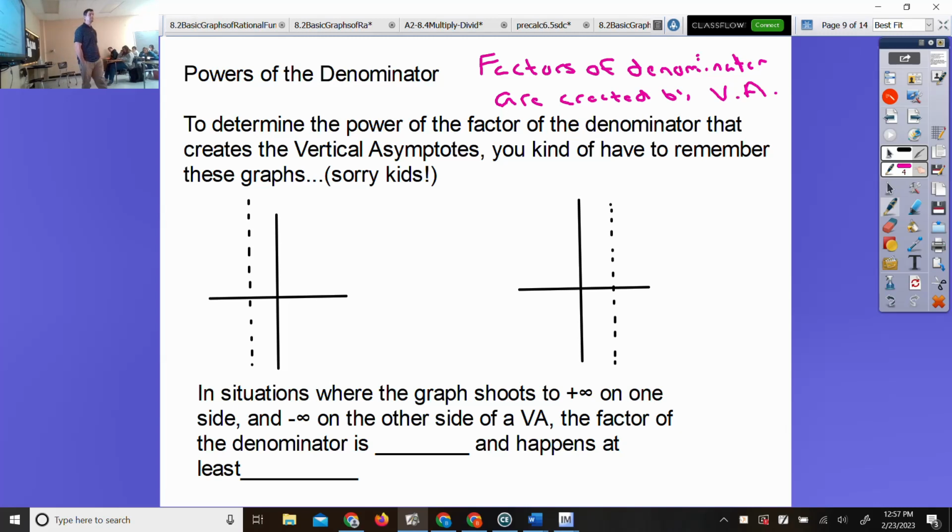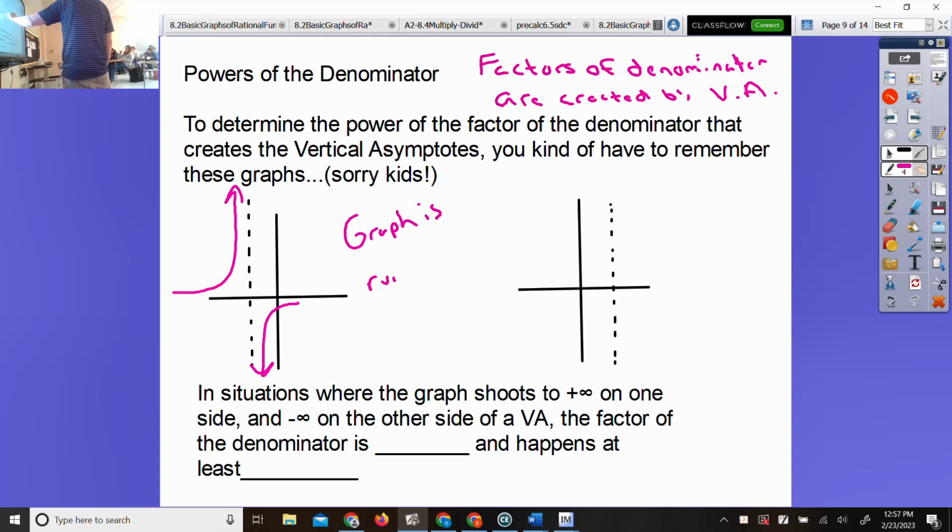Figure it out. Determine the power of the factor of the denominator that creates the vertical asymptote. You have to remember more stuff. This slide is dealing with behavior near the asymptotes where things go the opposite direction. Kind of a big deal. Graph. Running opposite direction. Emphasis on that O.